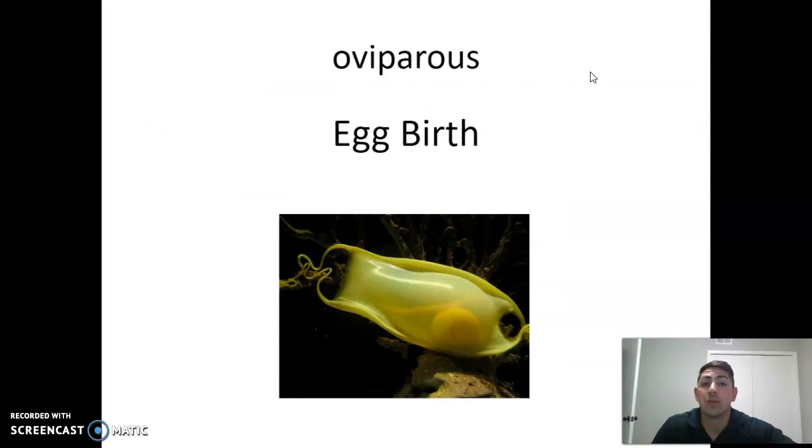Oviparous. Oviparous means egg birth: ovi means egg, and parous means birth. This is in reference to the reproduction of sharks. So sharks can have oviparous birth, meaning that sharks are born from a mermaid's purse. It's called a mermaid's purse because it looks like a clutch. It kind of looks like a purse, but inside you actually have a developing shark with a yolk and all the nutrients it needs to develop, and when it's time for it to hatch, it will come out of this mermaid's purse and be a fully developed shark.